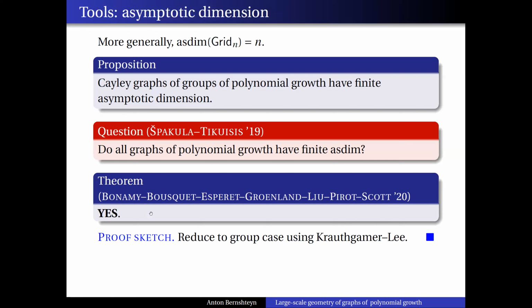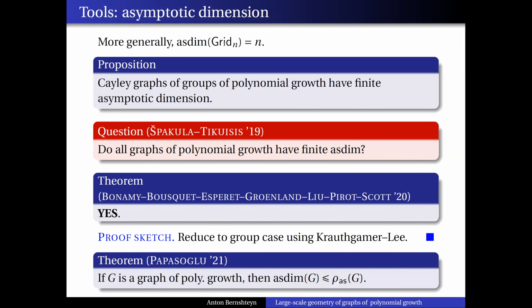And in some sense, this is why this is not 100% satisfying, because, for example, there is no nice bound on this asymptotic dimension. You know, it's finite, but for instance, this doesn't imply that the asymptotic dimension of grids or Cayley graphs of Z^n is equal to n, regardless of the generating set. And so that has been accomplished by Papasoglu in 2021, who proved essentially the best bound you can hope for, that the asymptotic dimension of a graph of polynomial growth is bounded by its asymptotic growth rate, which in particular implies the upper bound of n for n-dimensional grids. And in general, this is kind of what it should be.